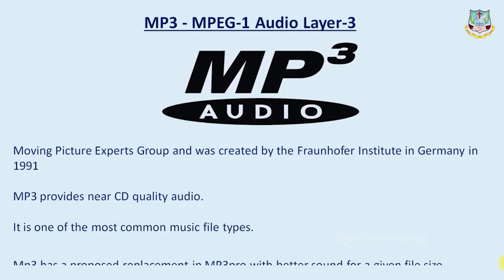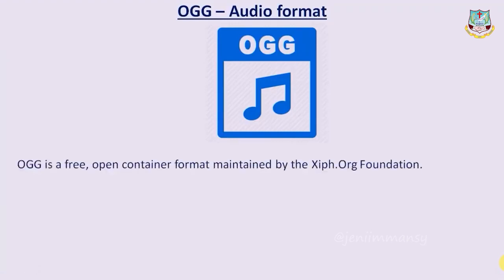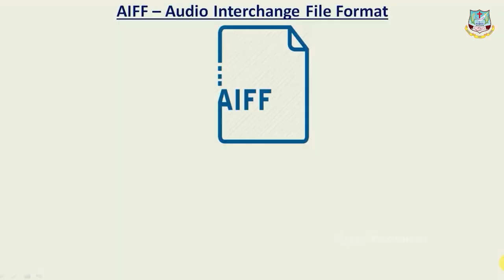Next one is OGG. OGG is a free open source container format, and this is good for designing better streaming because it has good quality. It gives you good quality when compared to MP3 or other file formats. So this OGG is a good quality audio file format. Okay, next one is AIFF, audio interchange file format.